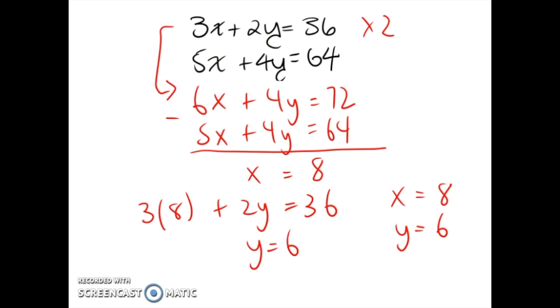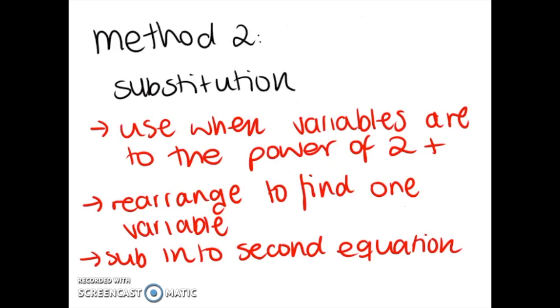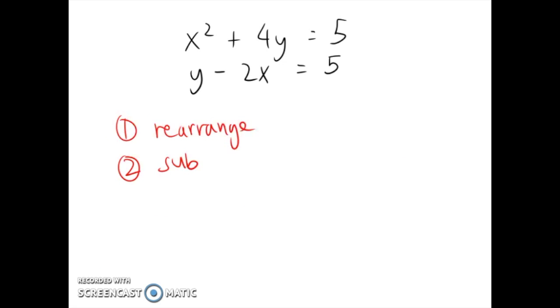So the second method we're going to look at is substitution. You use this when you have variables to the power of 2 or more, such as x squared. So the first thing you do is rearrange one of the equations to find a variable, and secondly, you sub it into the second equation. So here we have an example. You have one equation with the power of 2 and one without. So firstly, you rearrange the equation without the power, and then you sub it into the first equation.